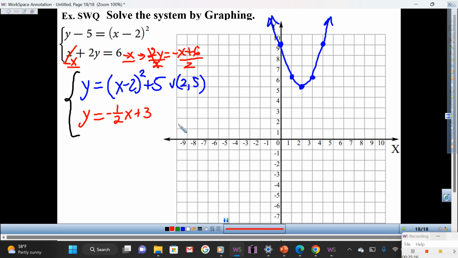Jose, where do I start? Y-intercept 3, okay. Plot your point, do it again. 1 down, 2 to the right. Plot your point, do it again. 1 down, 2 to the right. Plot your point, graph your line.